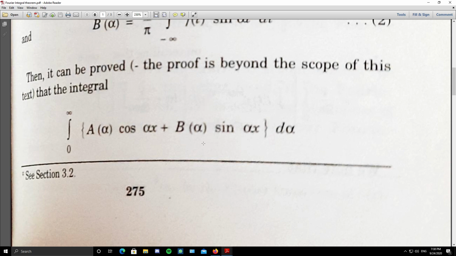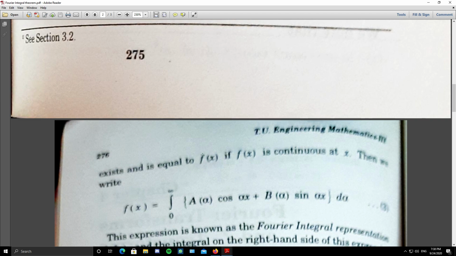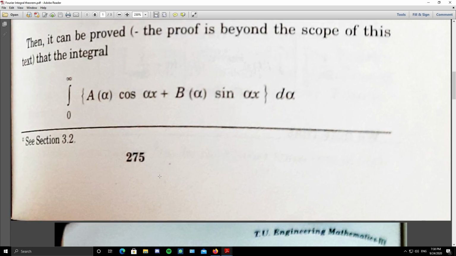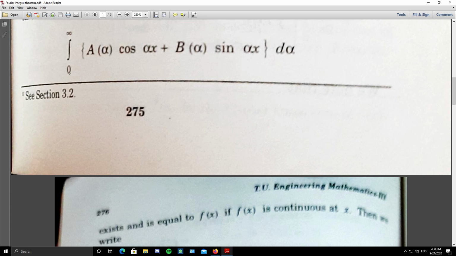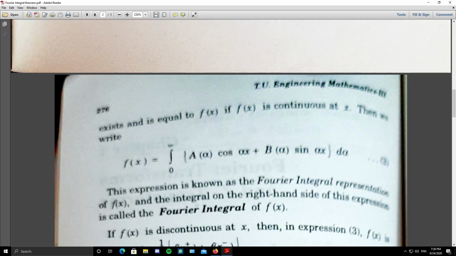I am just giving the outline of the definition of the Fourier transform, because the proof is very lengthy, running 2 pages. I will tell you in 2, 3 classes how we get the definition. It is not in the syllabus, but still I'll explain what it is. The Fourier integral theorem says that this integral, 0 to infinity of A of alpha cos alpha x plus B of alpha sin alpha x d alpha, is equal to f of x, which is continuous at x. This is called the Fourier integral representation.